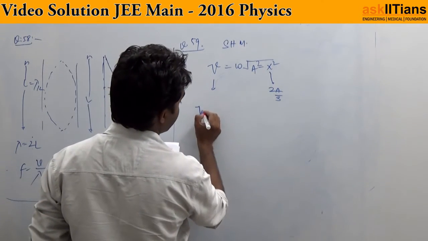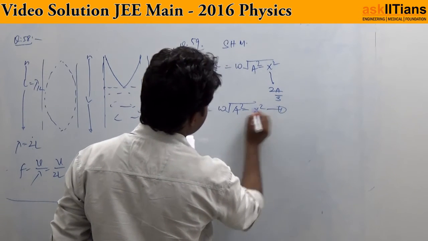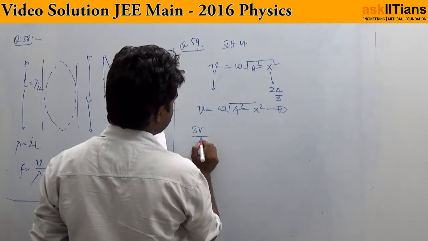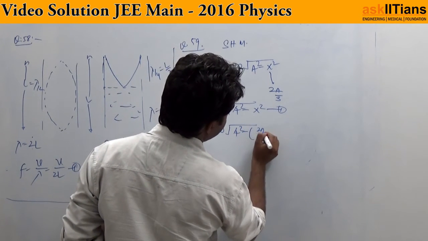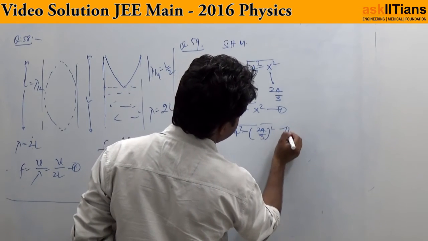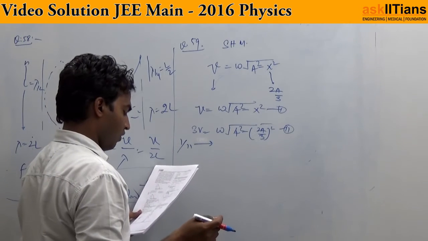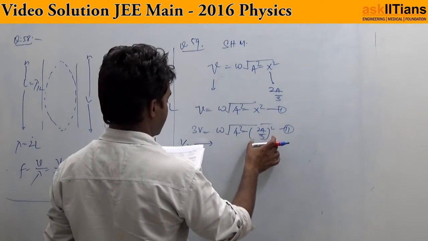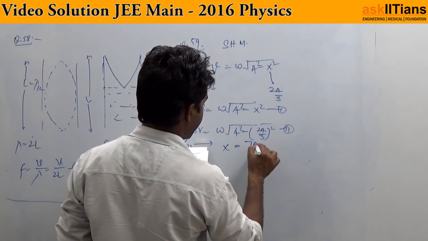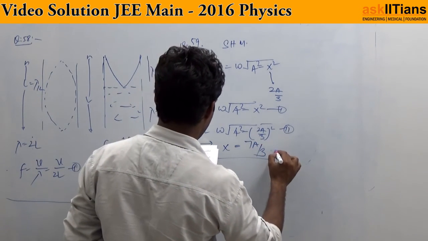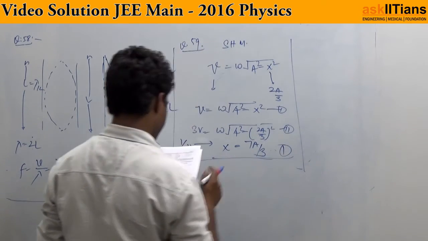So the first equation is v equal to omega under root of a square minus x square. The speed is tripled, so 3v is equal to omega under root of a square minus 2a by 3 whole square. Equation 2. Solve equation 1 by equation 2 to get the value of the new amplitude, which will be 7a by 3. That matches with option 1. So this was question number 59.